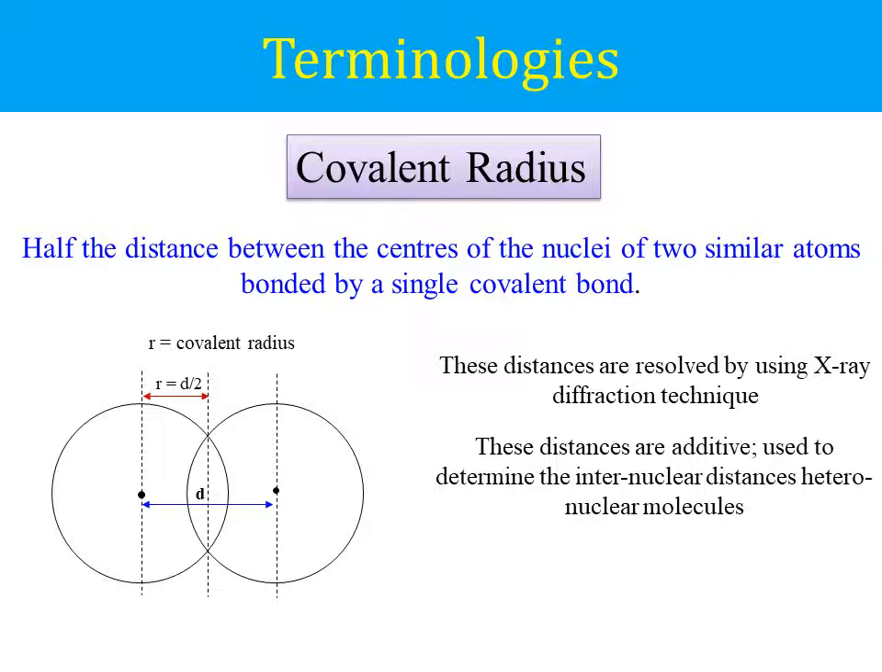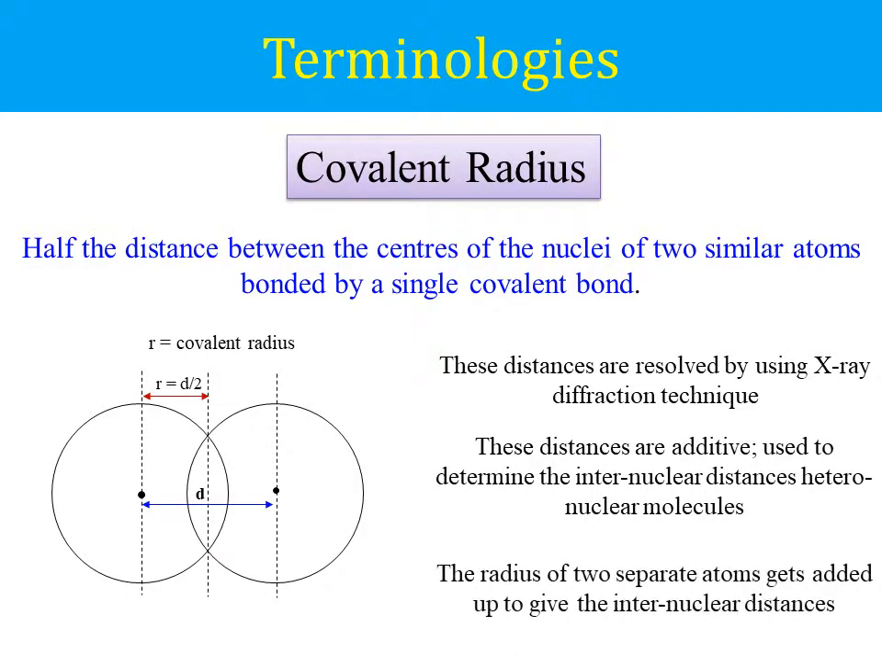For that reason it is said to be additive. So we just need to add them and we will get the size. Now the radii of the two separate atoms will be added up to give the internuclear distance. That's it, simple. Okay.